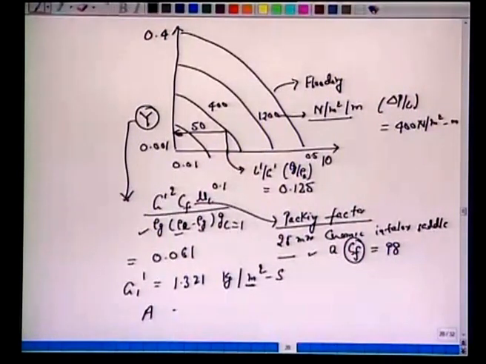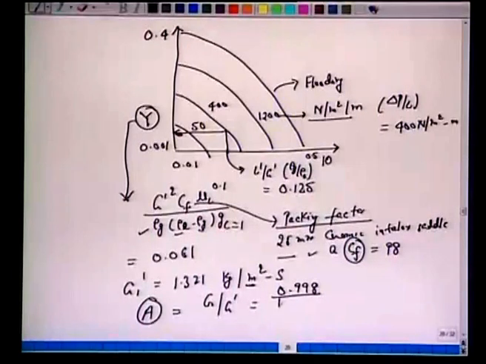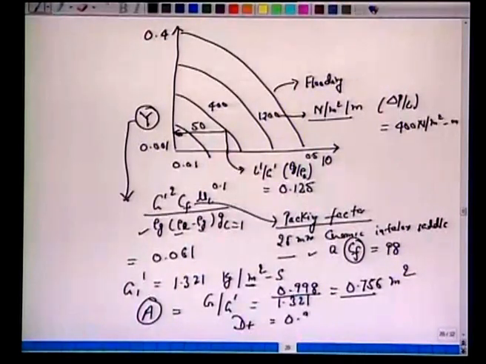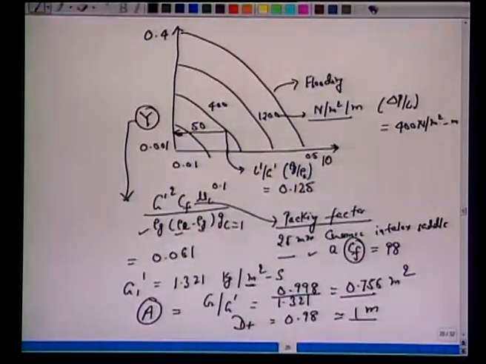Which means the cross sectional area of the column, A, is G over G prime, which is 0.998 over 1.321 to give you 0.756 meters square. So that's the cross sectional area, and based on this you get the diameter of the column as 0.98, or approximately 1 meter. All right. So this is what we obtained from this loading and flooding curve here.